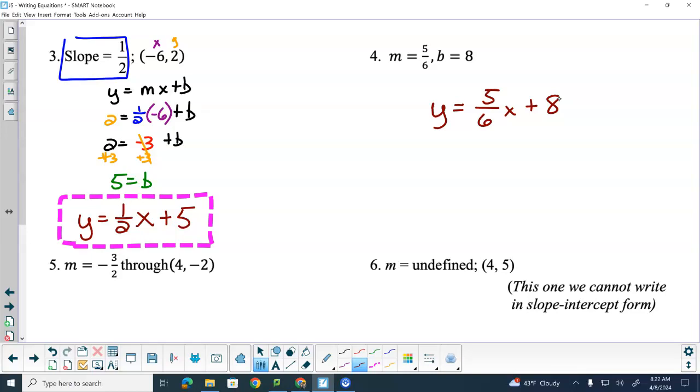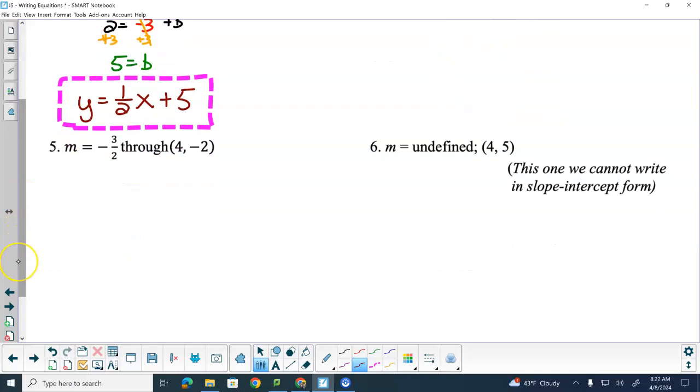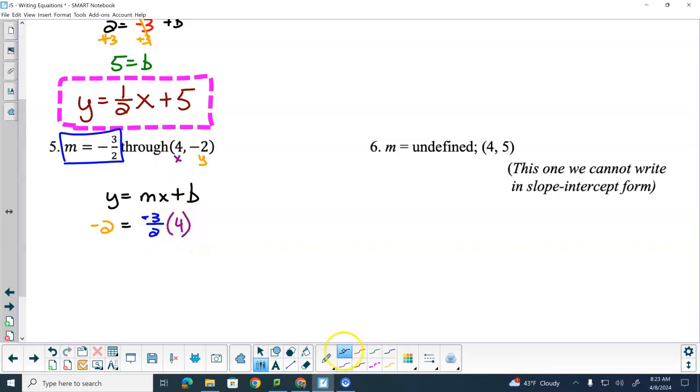Michelle, what did you do in number 5? Plus b. Love it. Okay, so you went y equals x plus b, and you went -2 equals, and then you said -3/2 times 4 plus b. What did you get for -3/2 times 4? -6. I would concur that is -6. Is there anybody in the audience that needs me to show them how we got -6 there?